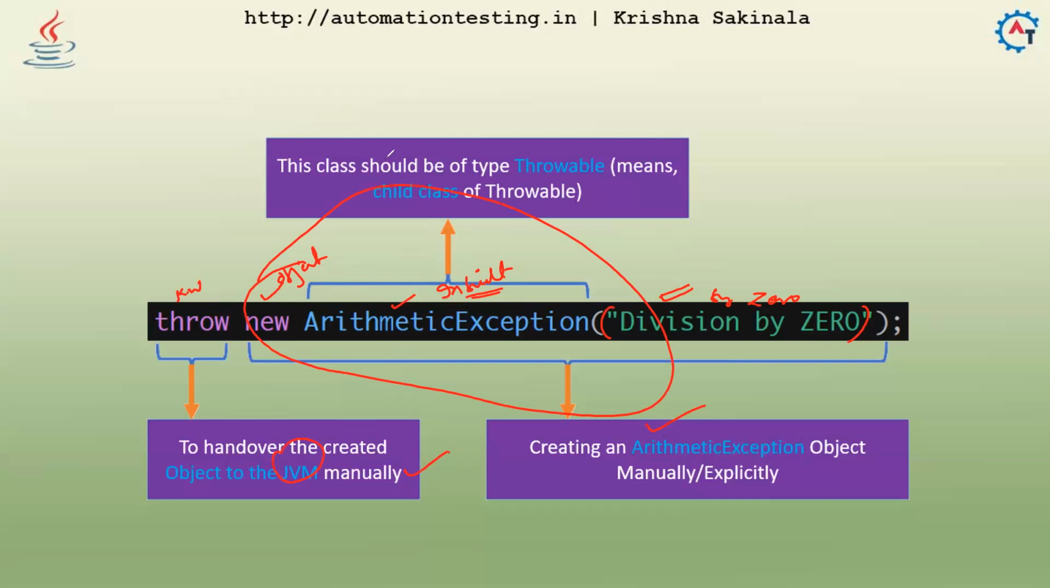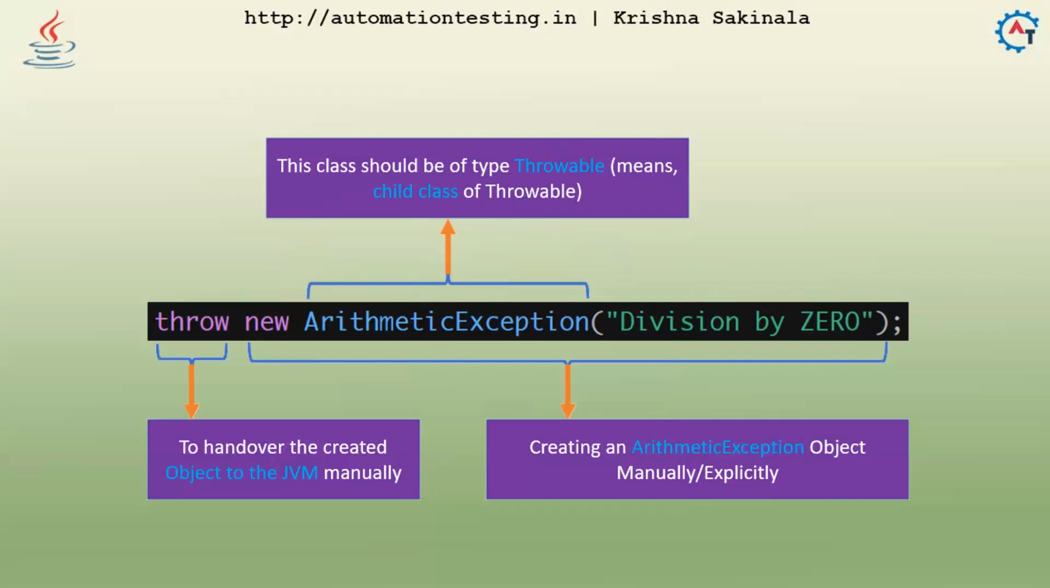This class, ArithmeticException, should be of type Throwable, right? ArithmeticException is a child class of Exception, and Exception is a child class of Throwable. So it is of type Throwable, meaning it should be a child class of Throwable. Otherwise, if it is not a child class of Throwable, then you will get incompatible types at compile time, which we just saw in one of the points.